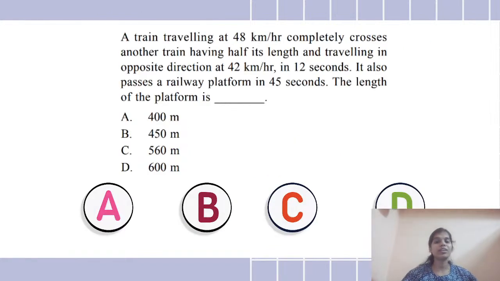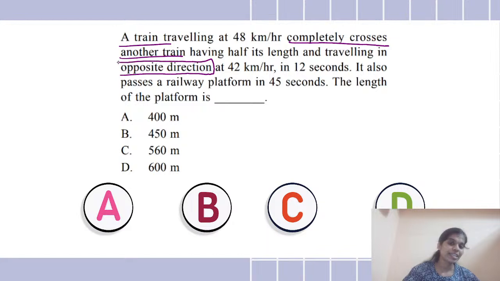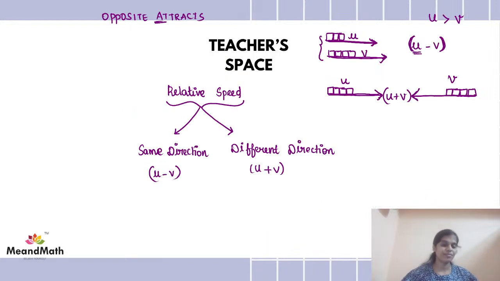So why are we doing this? Because here the trains are traveling in completely opposite directions. So what will we do? We will add these values. Okay? Yes ma'am, very good. Thank you.